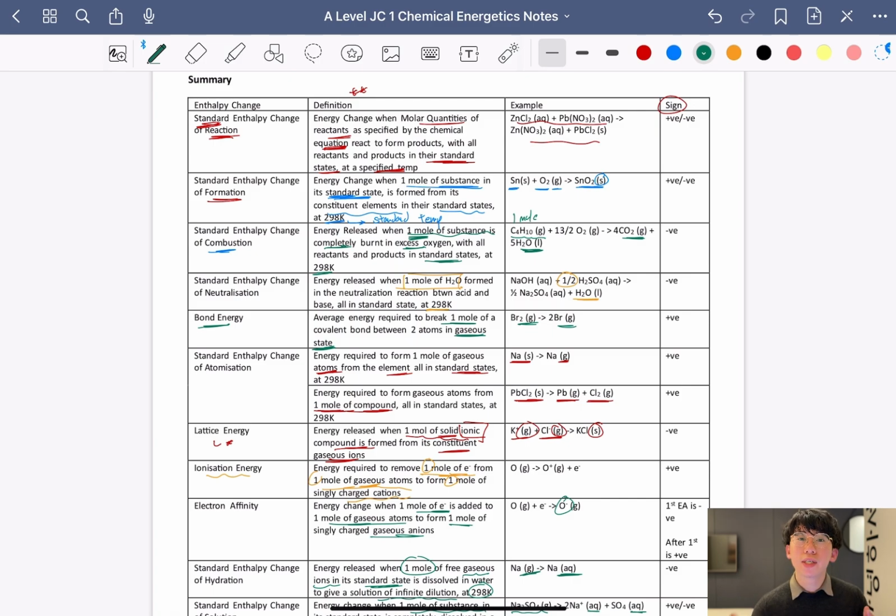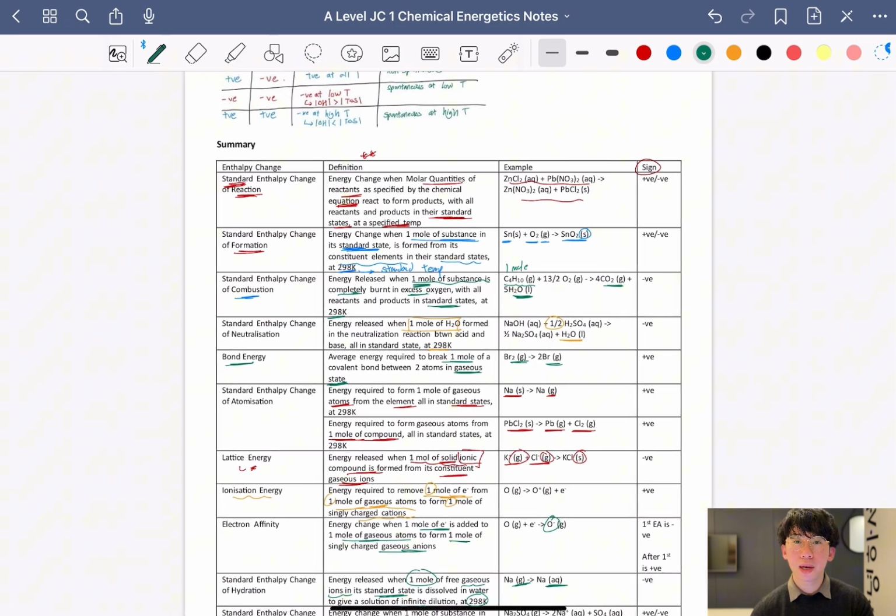So again, I must emphasize that you must memorize all these enthalpy changes because they can ask you for any definition at any point in the exam and you have to recite it. You also need to know how to apply the definition. So if they ask for the enthalpy change of formation of tin oxide, for example, you would need to come up with it immediately and write the whole equation as well.